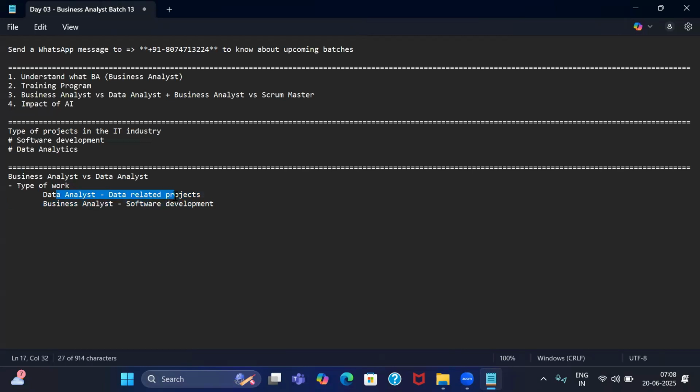Nowadays, people often use the term business analyst even for data related projects. So that is where I suggest everyone to review the JD, the job description, carefully. If the title says business analyst, but your job description has all the features of a data related project, then maybe it's not the job for you. We will see what points you can look into in a job description to differentiate between a BA and a data analyst.